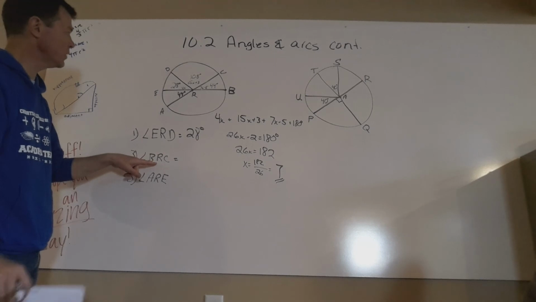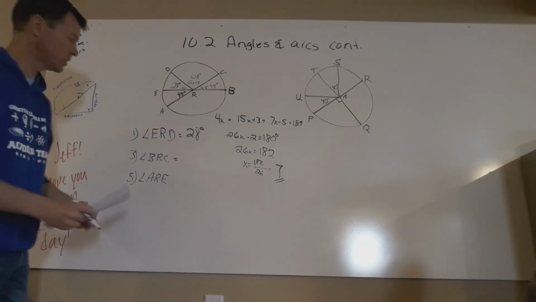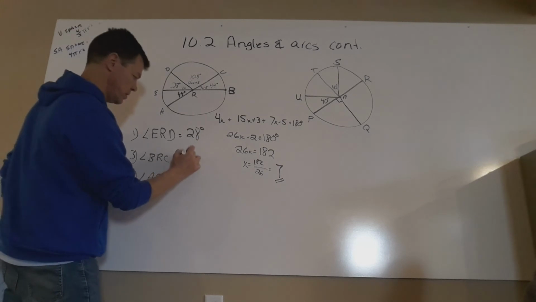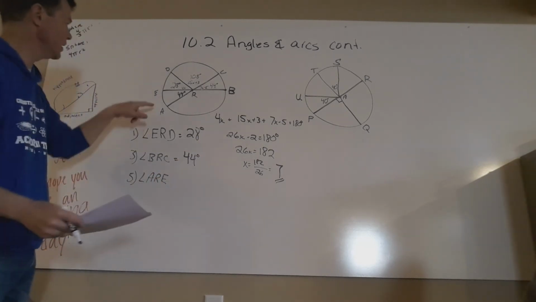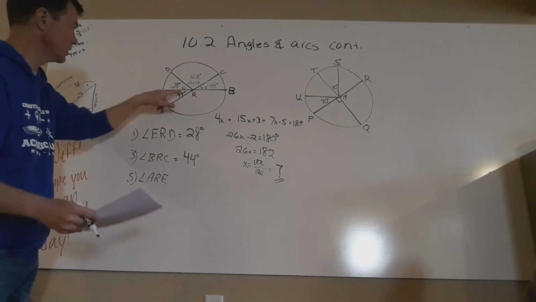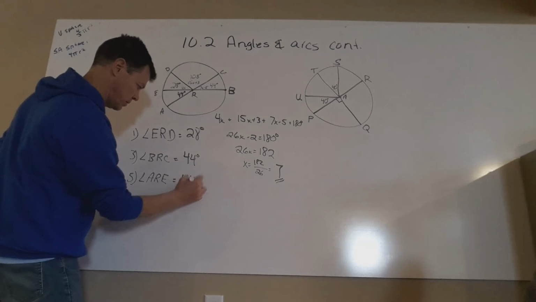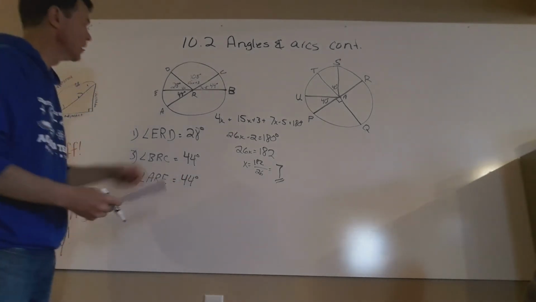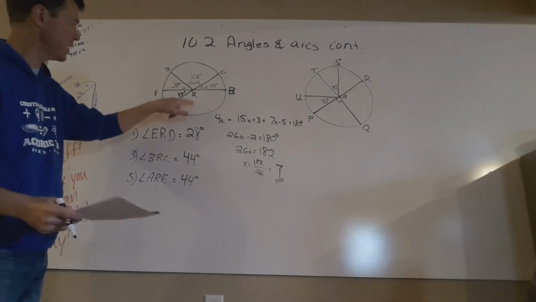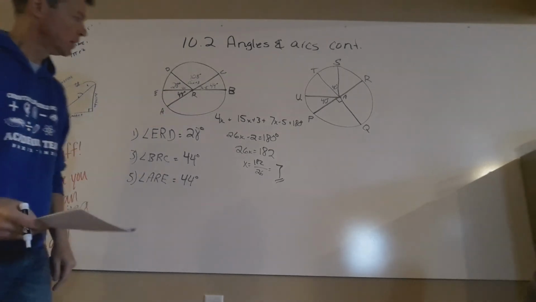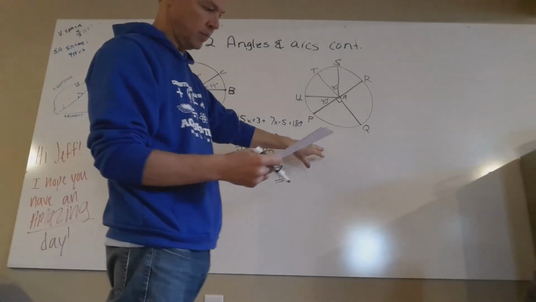Angle BRC, we calculated that also to be 44. And angle ARE, we calculated that one to be 44 degrees. The only thing left to do is calculate this BRA, but it's going to be 180 minus 44. You guys can do that. On to the next section.